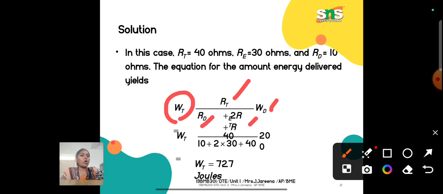When you substitute all these values, you come to know what actual energy is being delivered to the patient. This is how we have to calculate the energy required for the patient, and based on that, we have to set the input values.